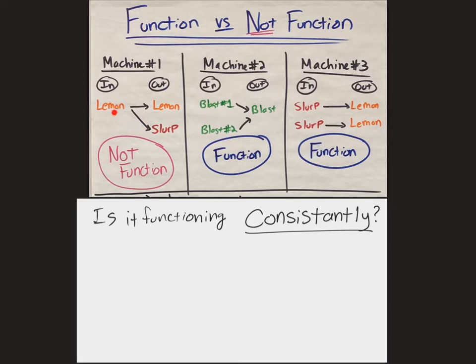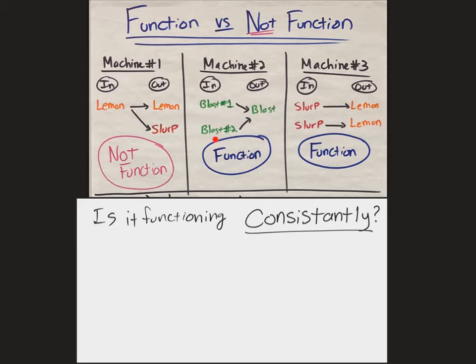And so really, we talked about 3 different machines in particular. In machine one, when you push lemon, sometimes you get lemon and sometimes you get slurp, and unfortunately it's not a function. We ask ourselves the question, is this functioning consistently? This is called a mapping, and when I see a mapping that is not functioning consistently, then I know that it's not a function.